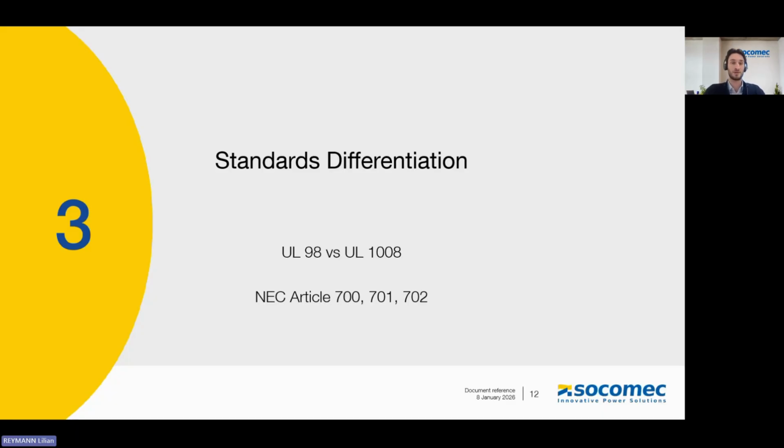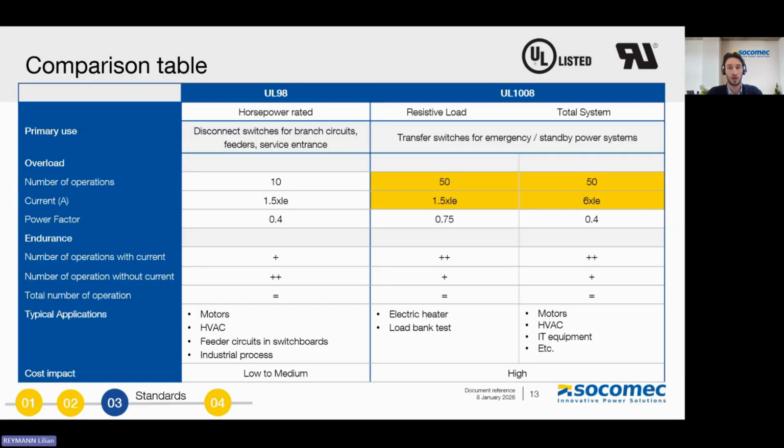Now we'll go through the standard differentiation. We have the UL 1008, which applies to transfer switches that are designed for critical power applications with higher endurance and overload capability. And we also have the UL 98, which is made for disconnect switches. They are made for standard branch circuits with less demanding requirements. So as there are fewer requirements, of course, for UL 98, they are also more cost effective than UL 1008 products.